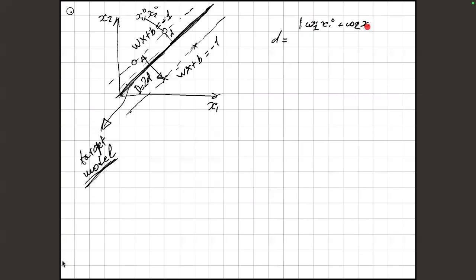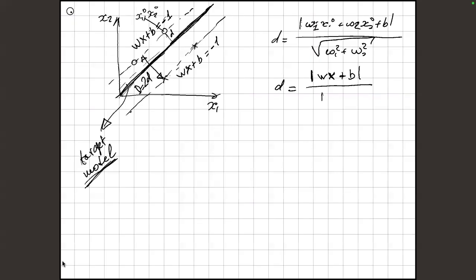W2 times X2 plus B, divided by the square root of W1 squared plus W2 squared. In vector form, our D is the modulus of the vector of weights times the feature vector plus the free coefficient, divided by the norm of the vector of weights. Again, the math here is quite simple.